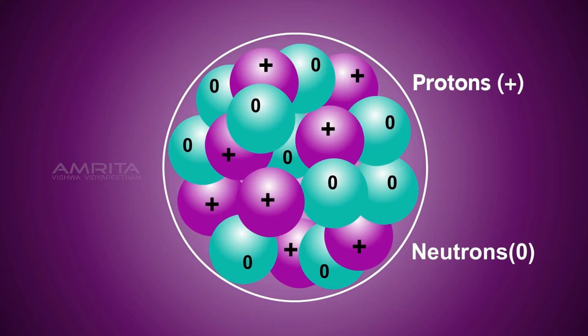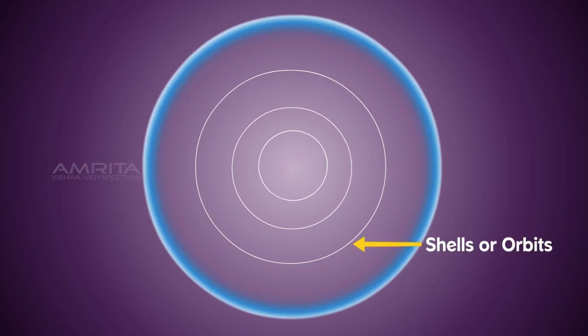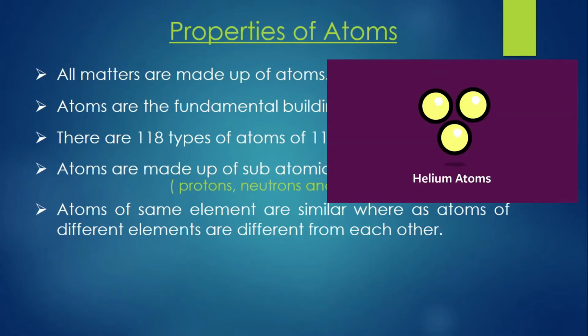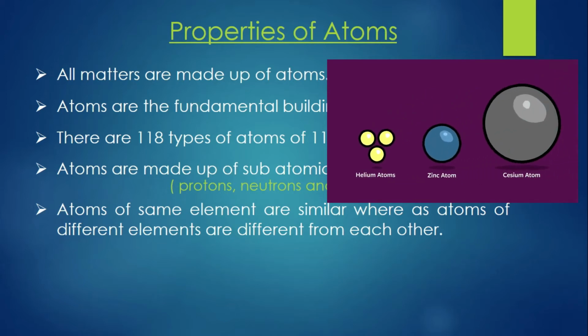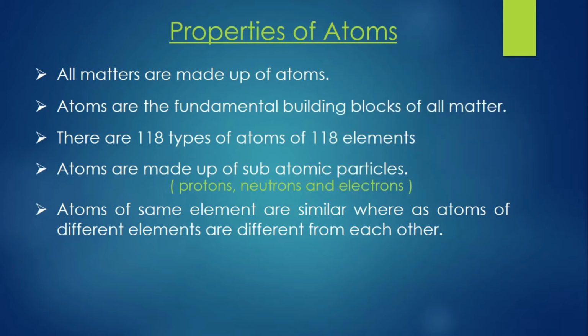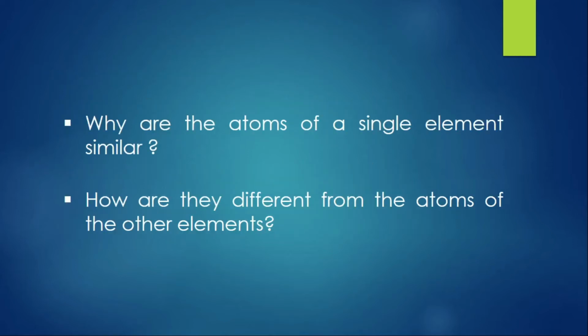Protons and neutrons form the dense inner core of an atom known as the nucleus, whereas the electrons revolve around the nucleus in their own orbits or shells. Then we also read that different atoms of the same element are similar, whereas the atoms of different elements are different from each other. Now this property of the atom gives rise to a question. And the question is: why are the atoms of a single element similar? And how are they different from the atoms of the other element?